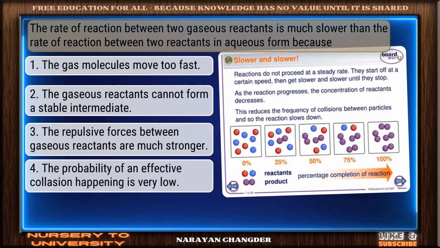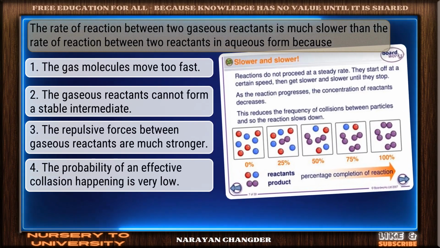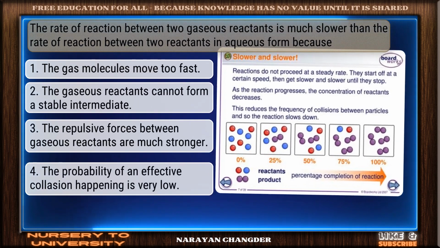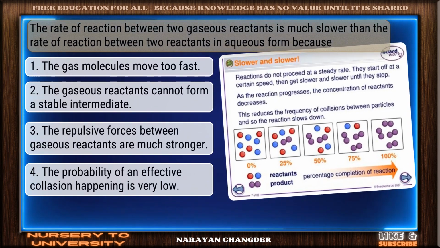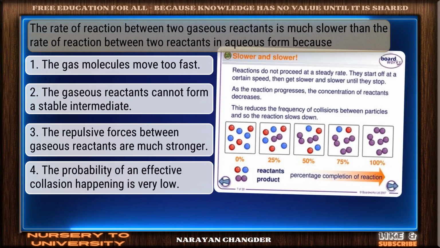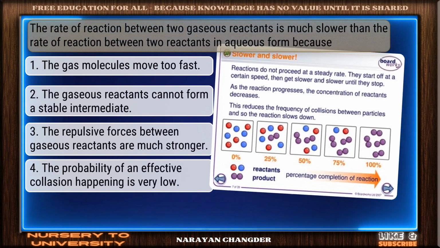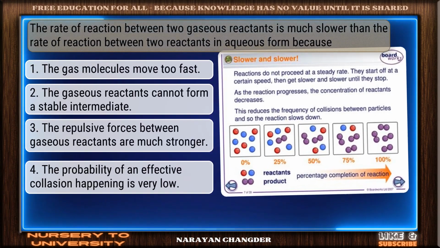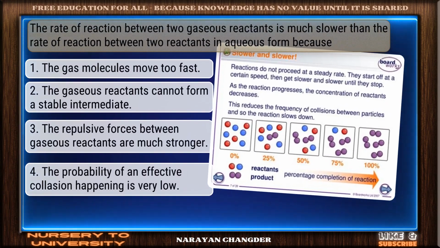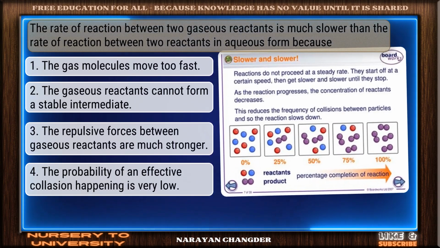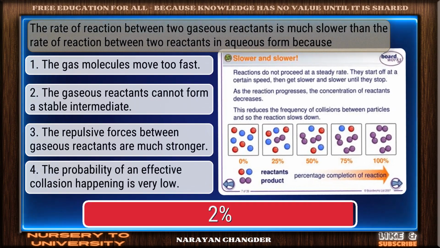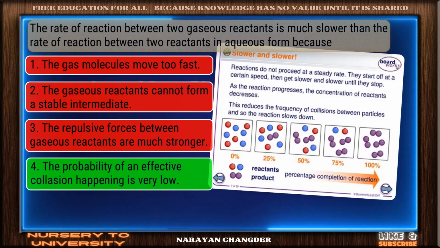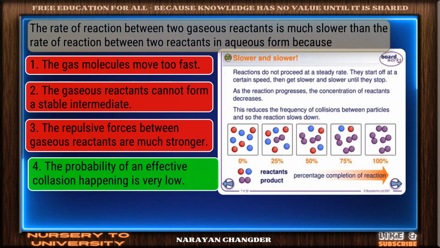The rate of reaction between two gaseous reactants is much slower than the rate of reaction between two reactants in aqueous form because Option 1. The gas molecules move too fast. Option 2. The gaseous reactants cannot form a stable intermediate. Option 3. The repulsive forces between gaseous reactants are much stronger. Option 4. The probability of an effective collision happening is very low. You're on fire. The probability of an effective collision happening is very low.